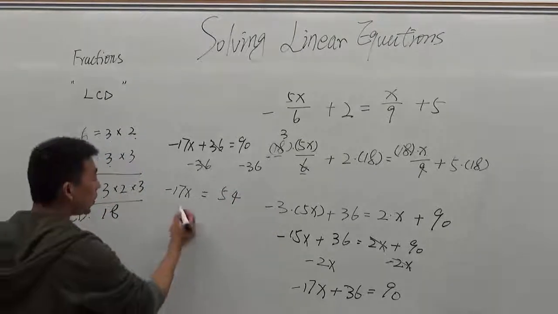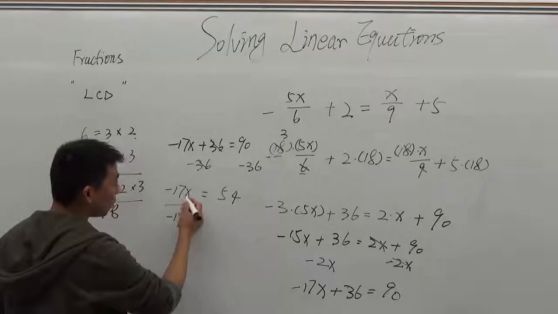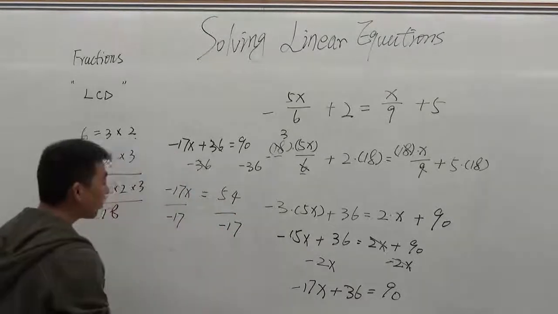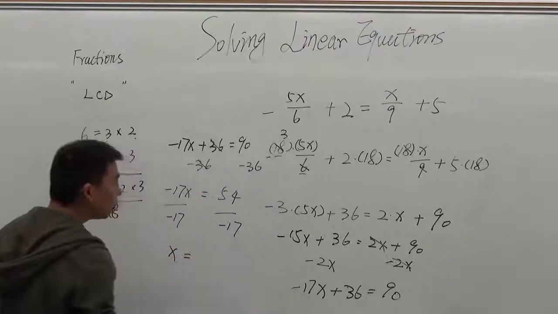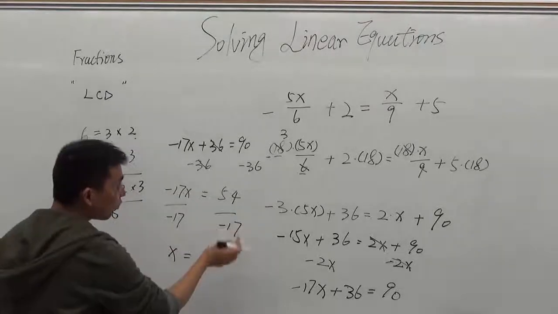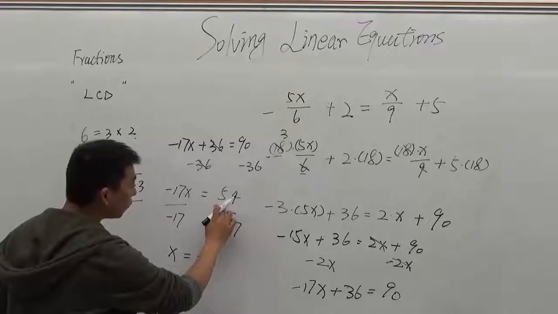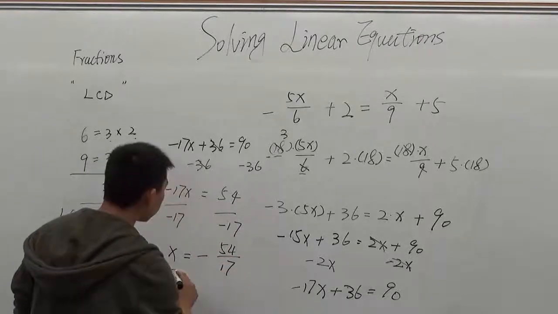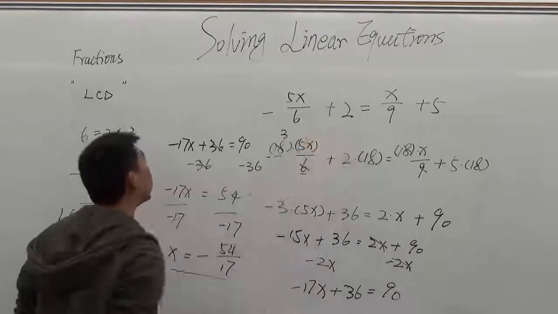Then we divide it by negative 17, because here is multiplication. We just do a division for both sides. Then we have x equals positive divided by negative, that's still negative 54 divided by 17. So that's the answer for this type of the equation.